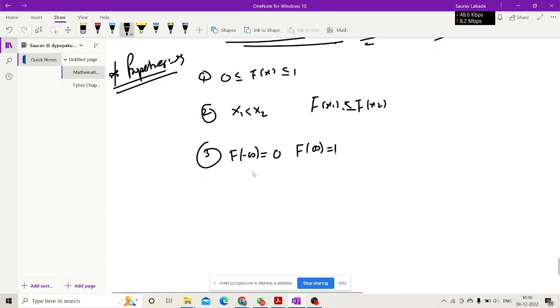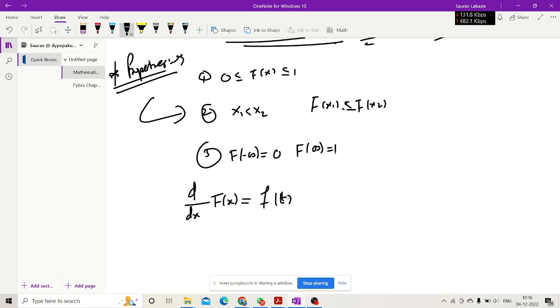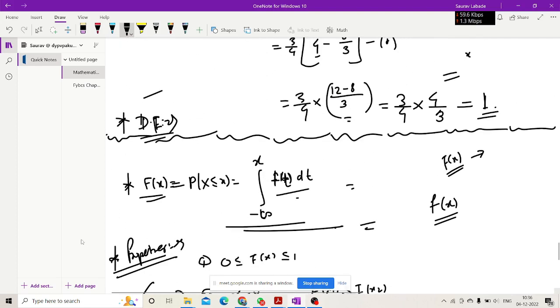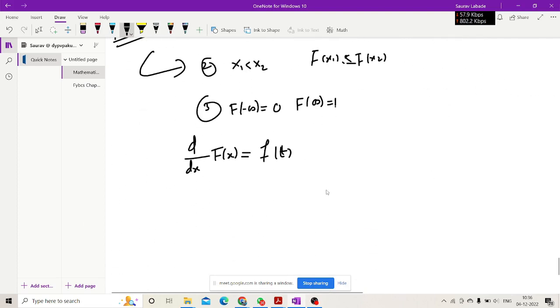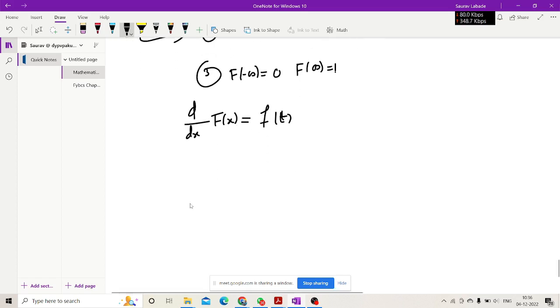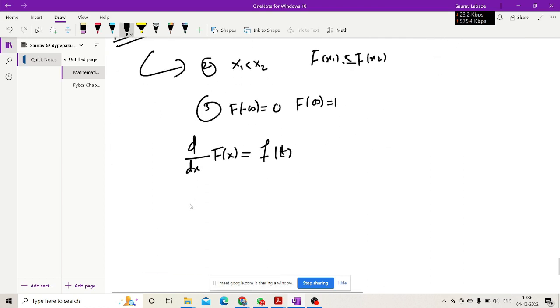And always remember, when we take the derivative of the distribution function, it will be equal to the PDF. Okay, when you take the derivative of F of x, what answer will you get? The PDF, that is the probability density function. Okay. After that, the last property, that means the fourth property.